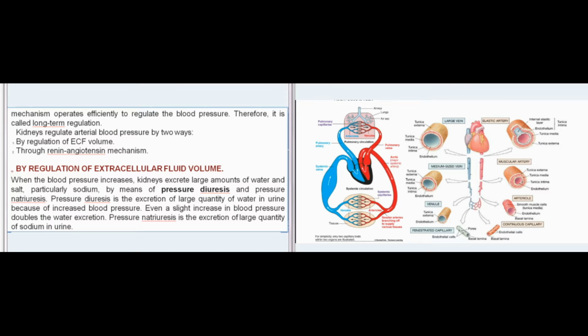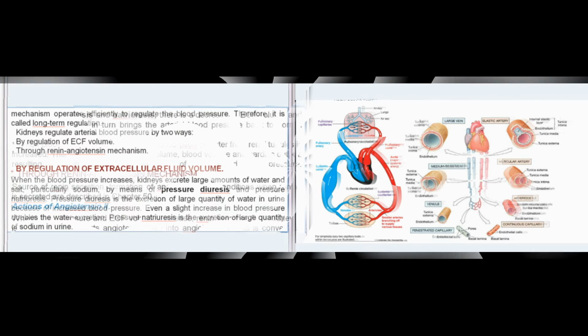Kidneys regulate arterial blood pressure in two ways: by regulation of ECF volume, and through renin-angiotensin mechanism. Regulation of extracellular fluid volume. When the blood pressure increases, kidneys excrete large amounts of water and salt, particularly sodium, by means of pressure diuresis and pressure natriuresis. Pressure diuresis is the excretion of large quantity of water in urine because of increased blood pressure. Even a slight increase in blood pressure doubles the water excretion. Pressure natriuresis is the excretion of large quantity of sodium in urine.